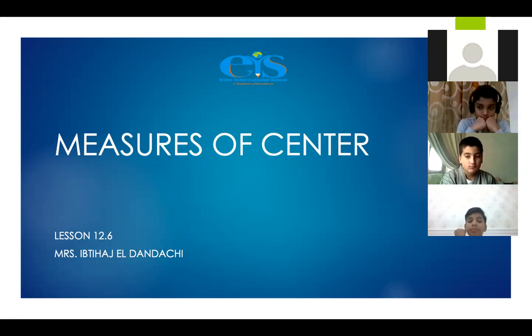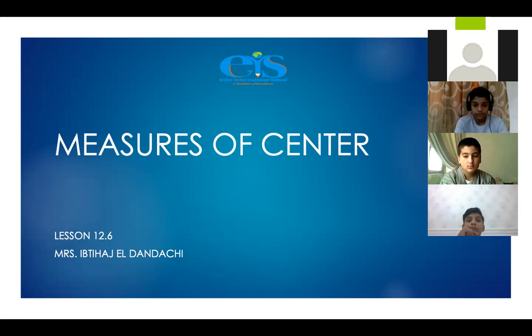It is entitled Measures of Center. It is basically lesson 12.6. Who can help me out? What is chapter 12 about? Measures of center. So it's actually data displays and measures of center. This is what chapter 12 revolves around. And today we're going to speak of measures of center. It is a very interesting lesson, but needs much focus from your part.